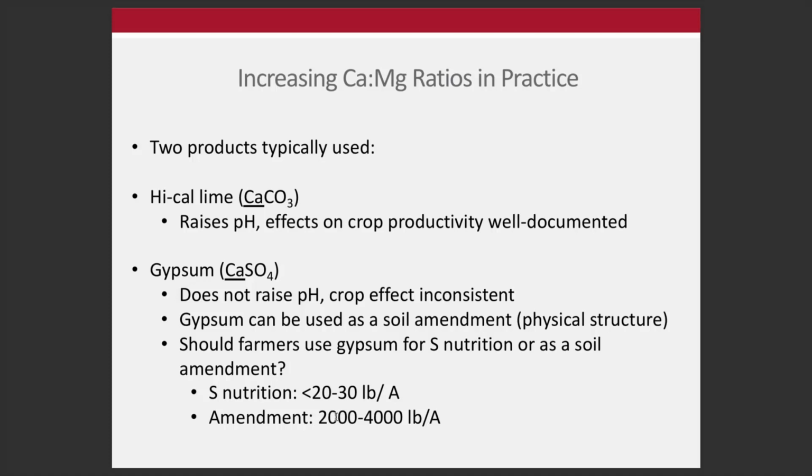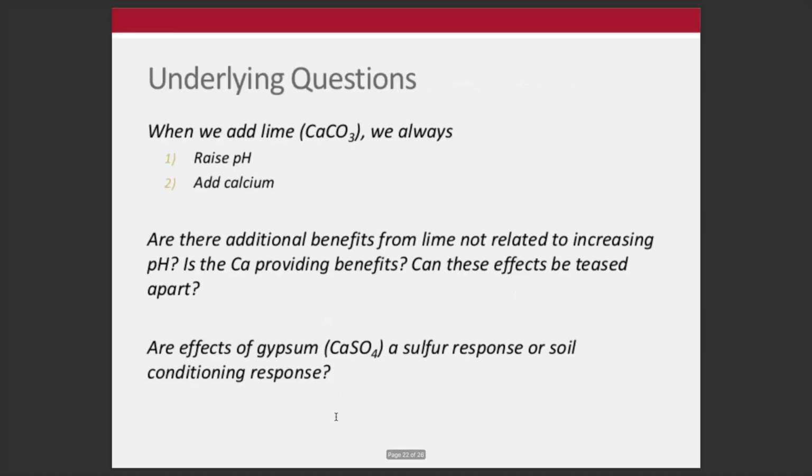One of the underlying questions is, when we add lime, we always do two things. We always raise pH and we always add calcium. That's every time we lime the soil. So some of the questions we have are: are there additional benefits from lime that are not related to increasing pH? Is calcium providing additional benefits that we've all along assumed are just a lime effect? And we can also ask whether the effects of gypsum that we see, calcium sulfate, are a sulfur response or a soil conditioning response.